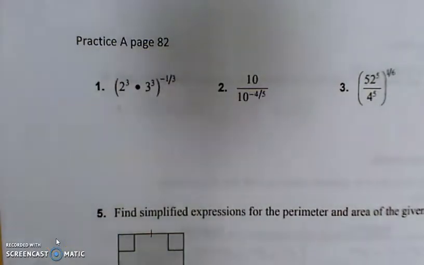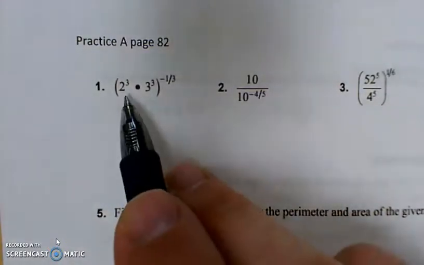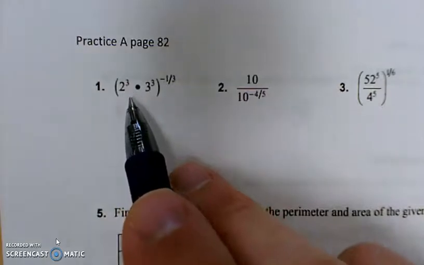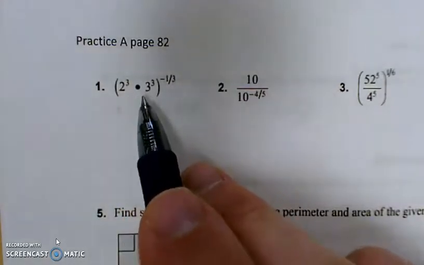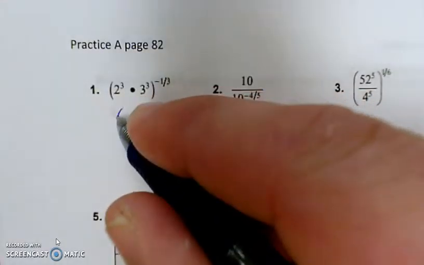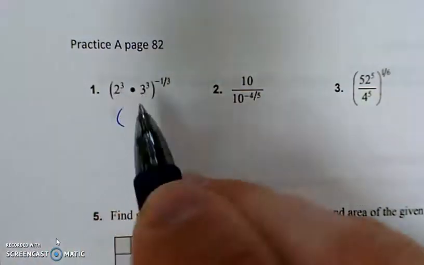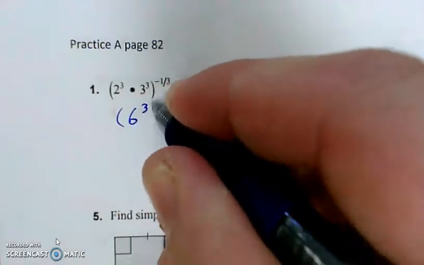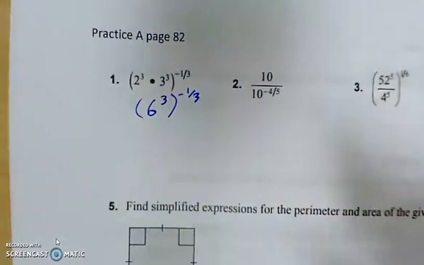Alright, so welcome to one of the toughest lessons in Math 2, in my opinion. What's going to happen is there are some things that are kind of strange about this. Like if you have exactly the same exponent on both bases, you can actually multiply those bases together. So that'd be 2 times 3, which would be 6 to the third power, then to the negative 1/3 power.